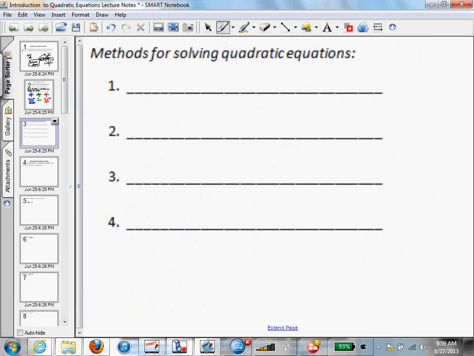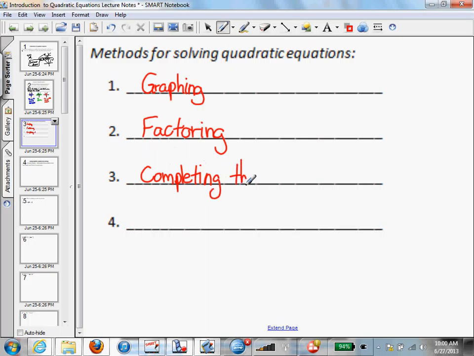Okay, when looking for methods of solving the quadratic equations, you could do graphing, which is what we looked at just earlier, briefly. You could use graphing. You could use factoring. You could complete the square. And you could even use what's called the quadratic equation.